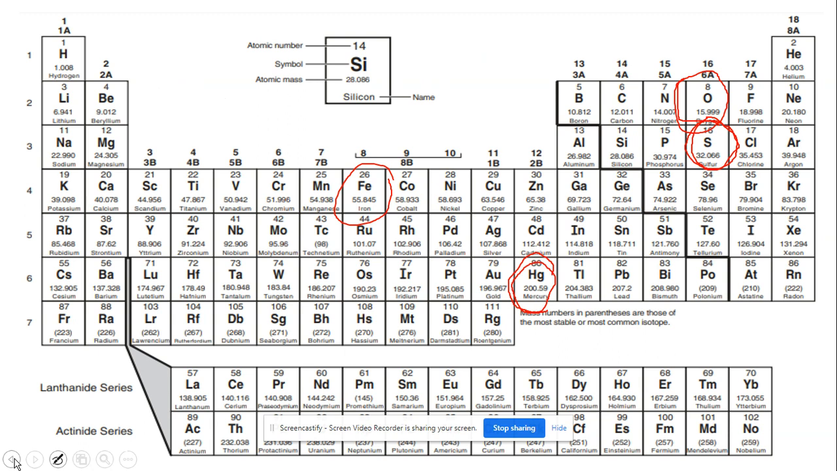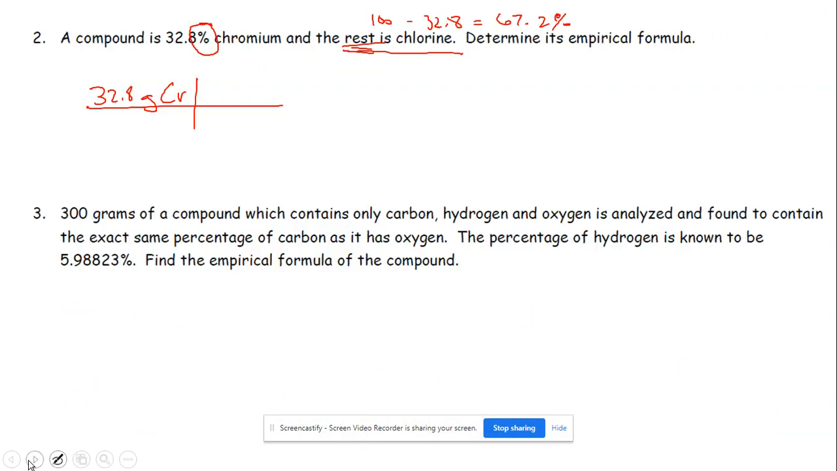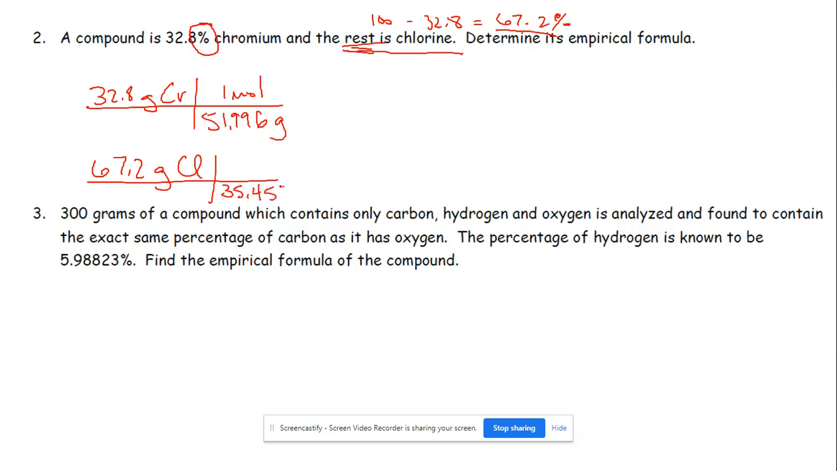Find chromium on the periodic table. Chromium is right here by manganese, 51.996 grams per mole. Same thing for chlorine. We have 67.2%. 67.2% of 100 is 67.2 grams of chlorine. Find chlorine on the periodic table. The mass is 35.453 grams per mole.